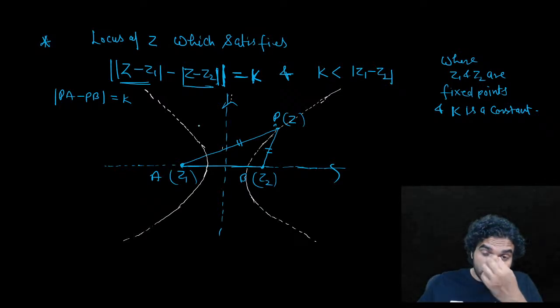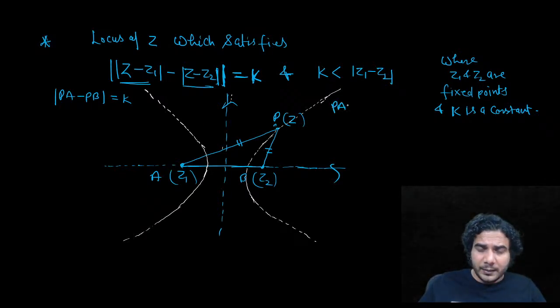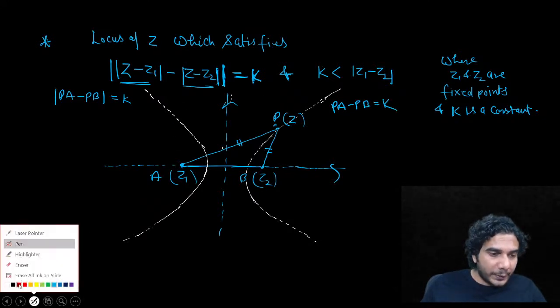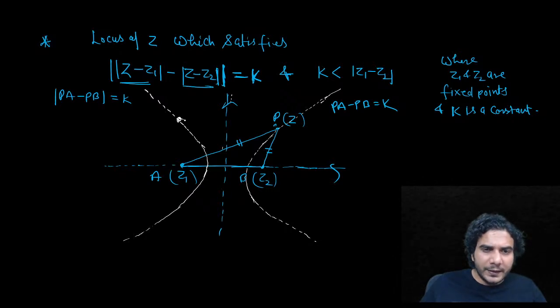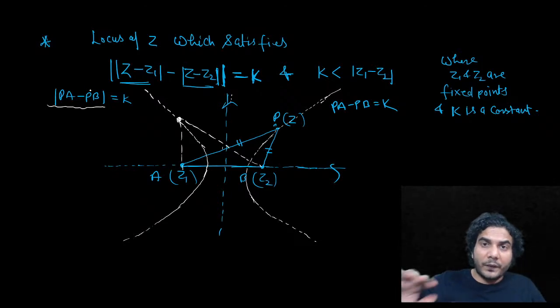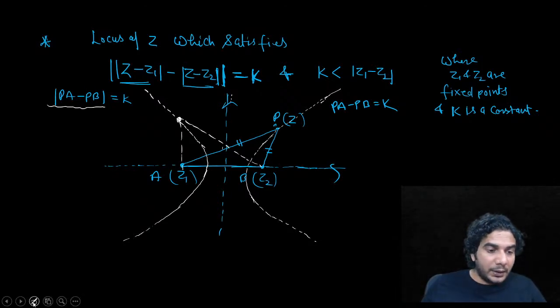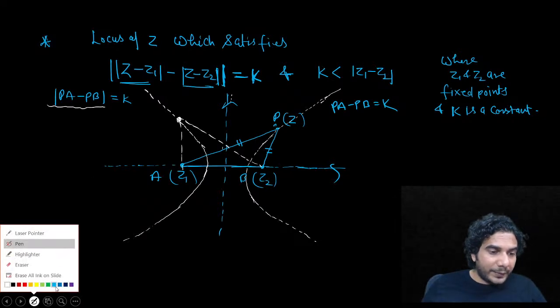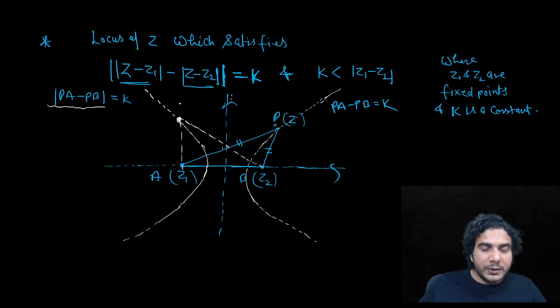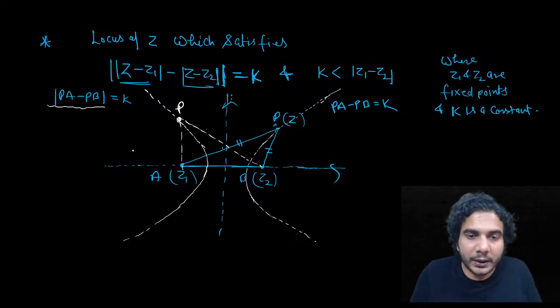On this branch, PA minus PB is equal to a constant, and if P is on the other branch, then PB will be greater, but the difference will be constant. So PB minus PA will be constant. As you can see, there's a mod on PA minus PB. If this mod is not there, then one branch will not come in the locus, only half of the hyperbola will be the locus. Here, because you have the mod, PA minus PB or PB minus PA equal to K will represent the complete hyperbola. So that is the locus.